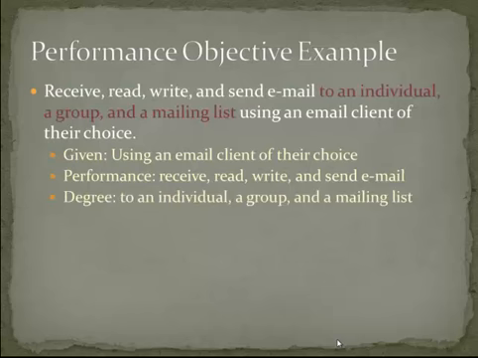And finally, the degree is to an individual, a group, and a mailing list. So that means sending it just to an individual isn't enough. They have to be able to do all 4 of those things to an individual, to a group, and to a mailing list in order to meet the level of performance in the objective.